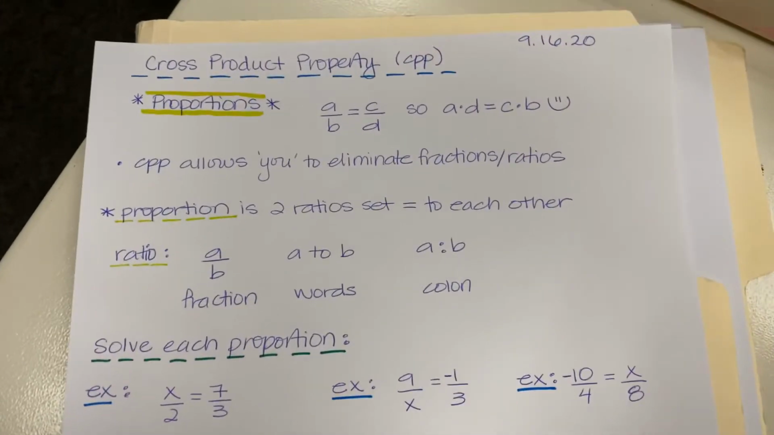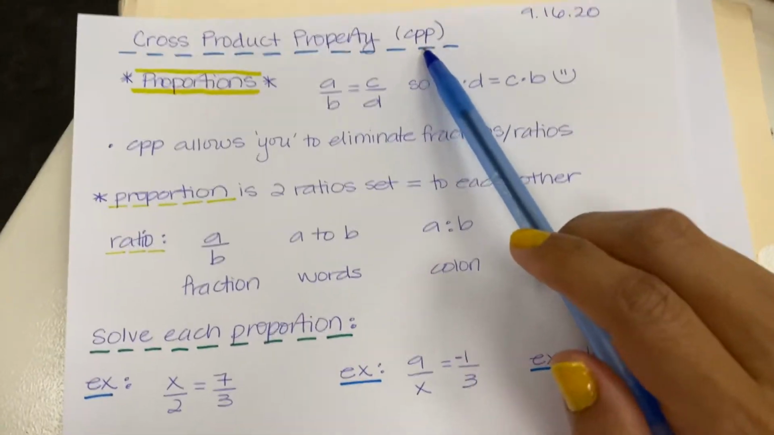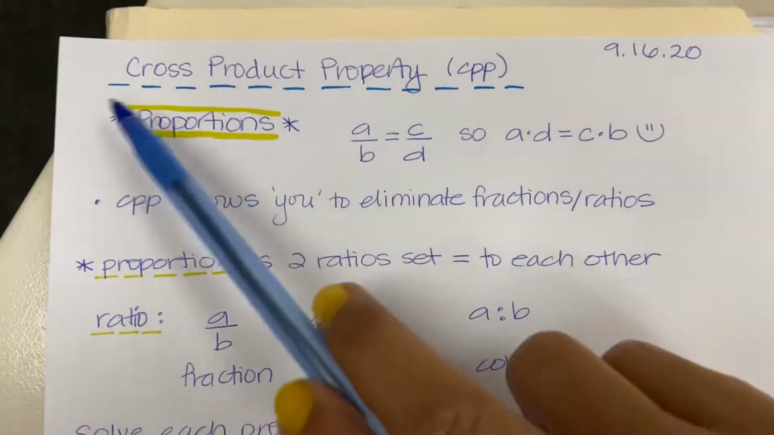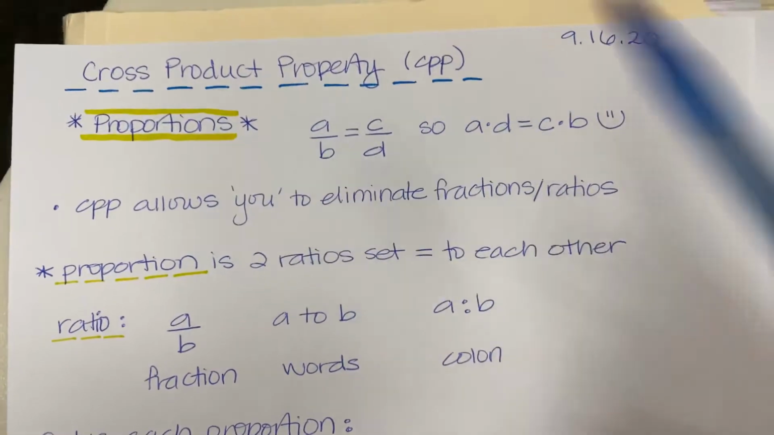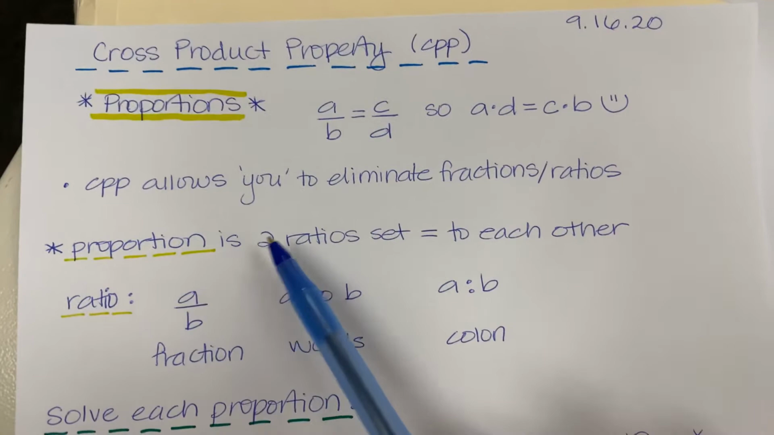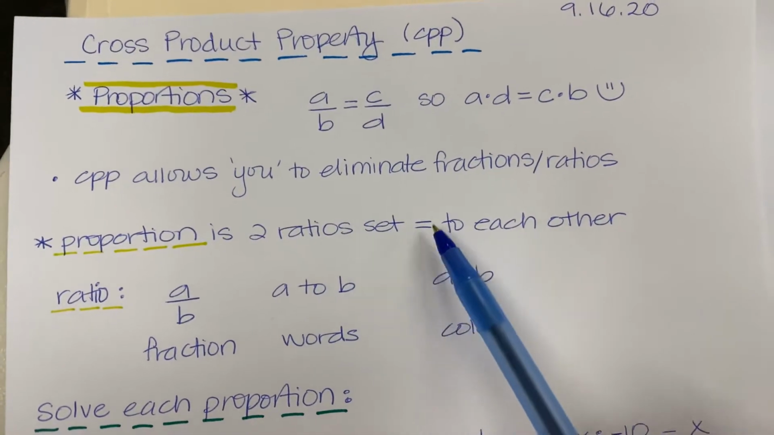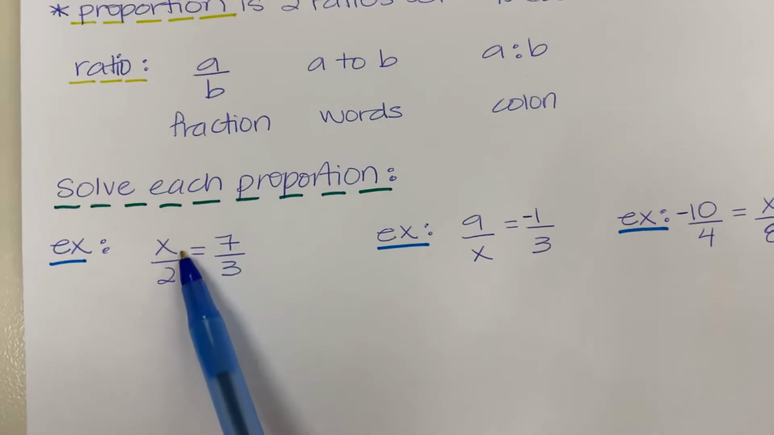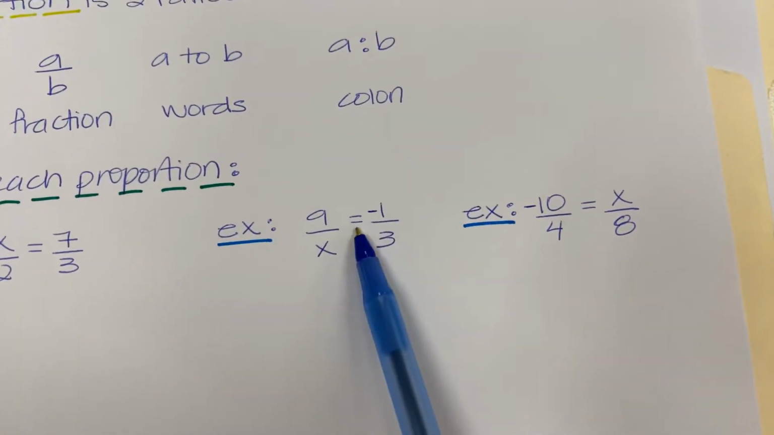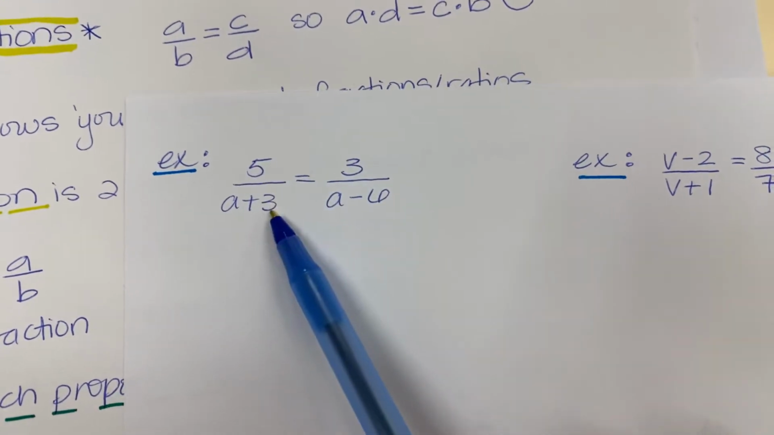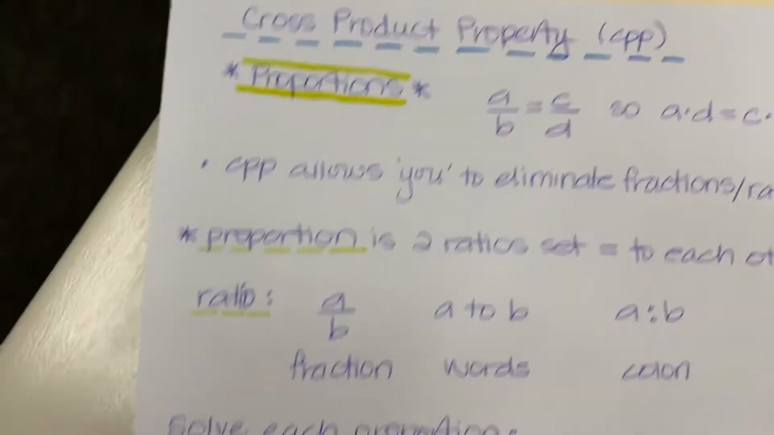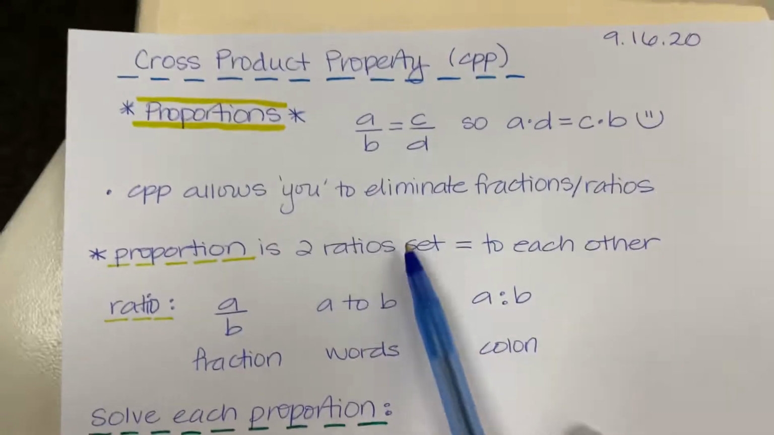Cross-product property. I will always refer to it as CPP because that's really long. It's the cross-product property of proportions. Remember, a proportion is 2 ratios or 2 fractions set equal to each other. So like this is a proportion: fraction, fraction set equal. Ratio, ratio set equal. Same here, it could be multi-term, a binomial, trinomial. So ratio, ratio set equal to each other. So these are proportions.